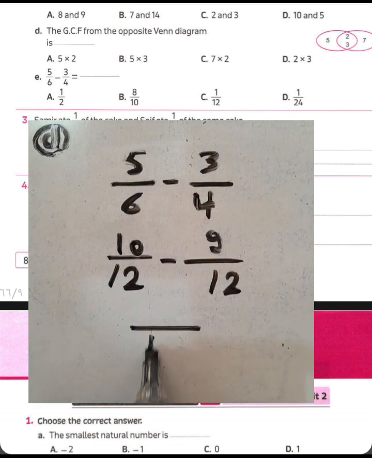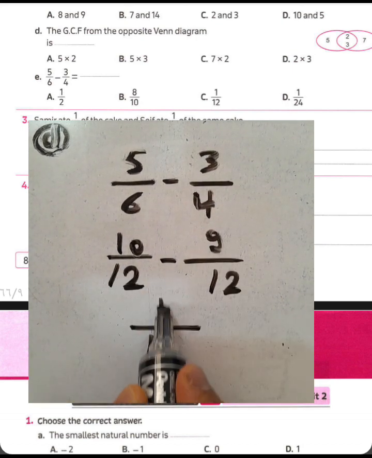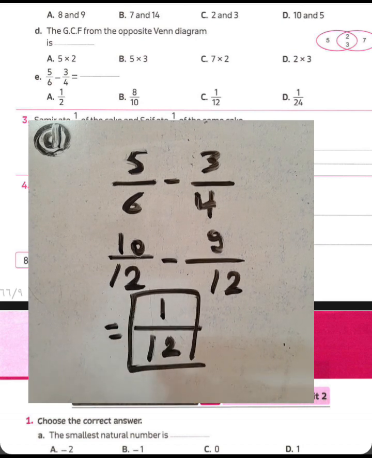The difference between them, it will be what? 10 minus 9 equals 1. The result will be 1 over 12.